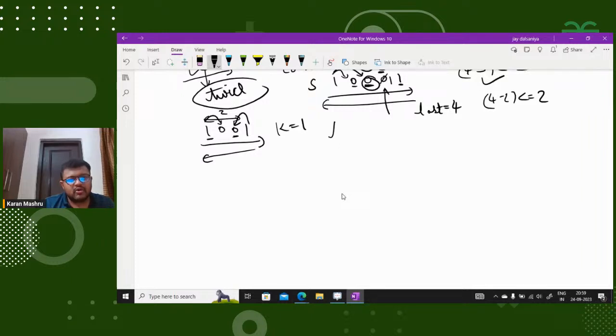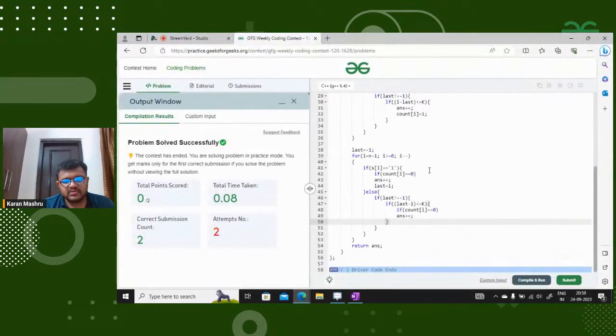So to consider all the cases, we need to move from left to right as well as from right to left. Okay, so this is my code.